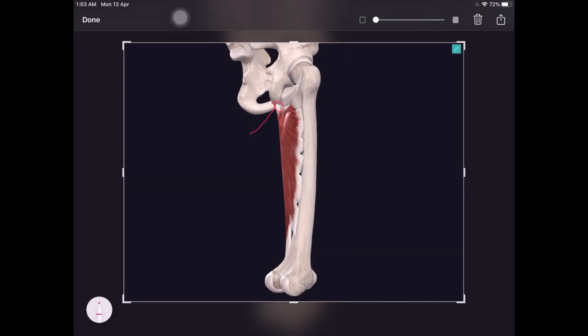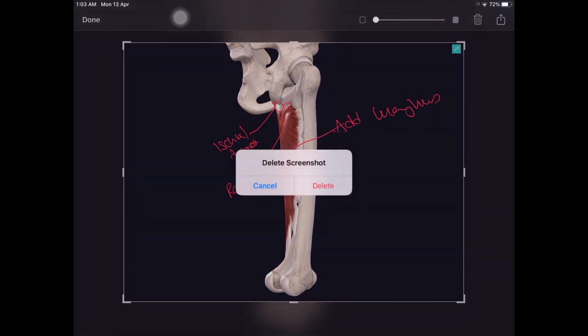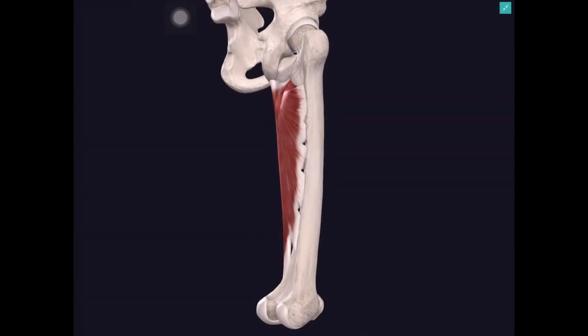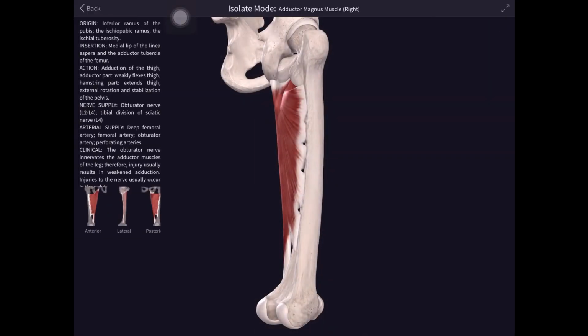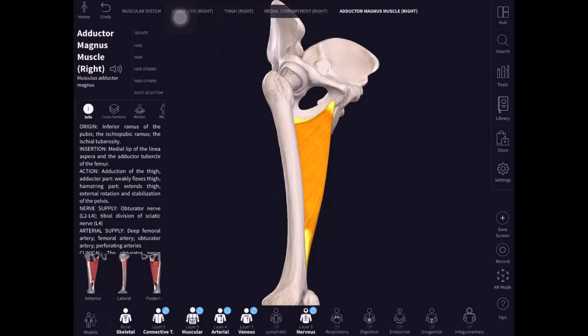Now you see, this part is from your ischial tuberosity, which we have seen, and this portion is, you see, from the ramus of ischium. So that is your adductor magnus. Right. So this is about all the muscles which we see from above downward on the outer surface.